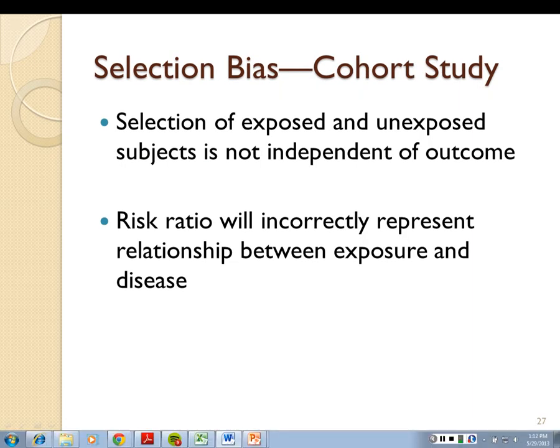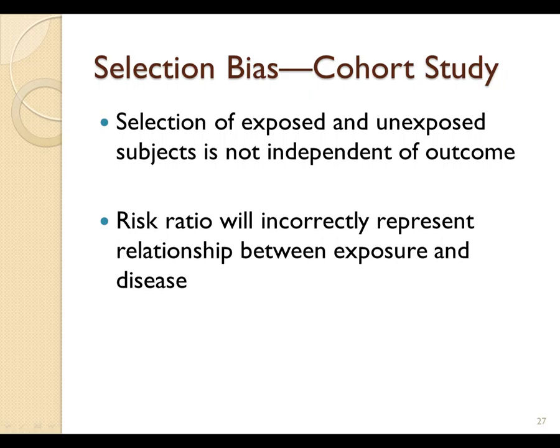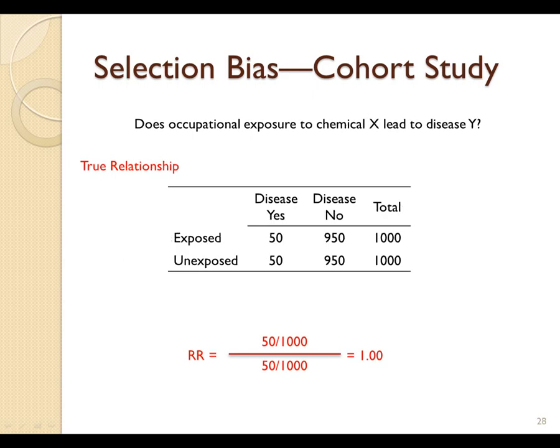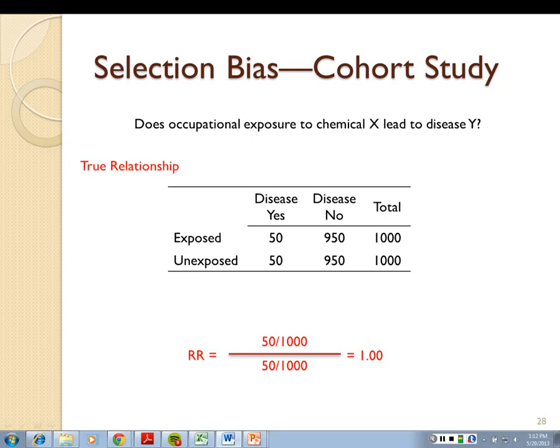Selection bias in a cohort study occurs when selection of the exposed and unexposed subjects is not independent of the outcome. This can bias the risk ratio. So let's walk through an example in a cohort study.